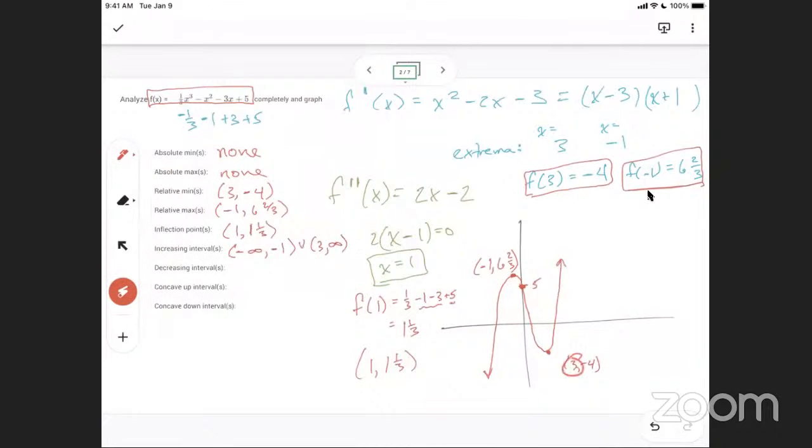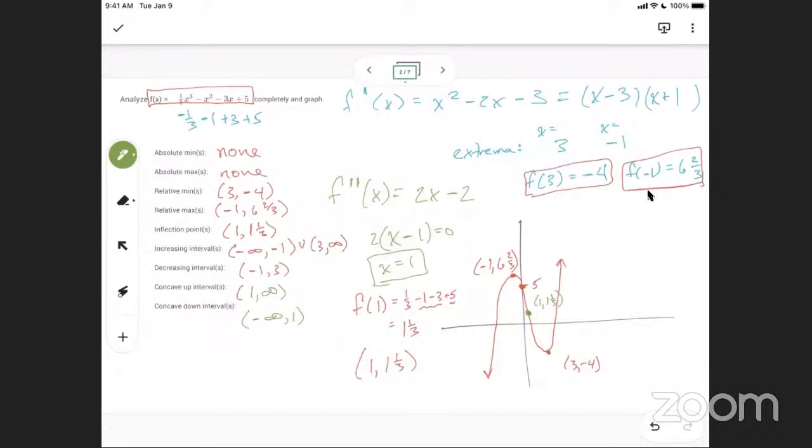You understand that? And where is it decreasing then? -1, 2, 3. Perfect. And where is it concave up? From 1 to infinity. Good. From 1, that's right. I'm going to put my point on here. There's 1 comma 1 1/3. That's my inflection point. So from 1 to infinity, it's concave up. And where's it concave down? -infinity to 1. Perfect. You got it.